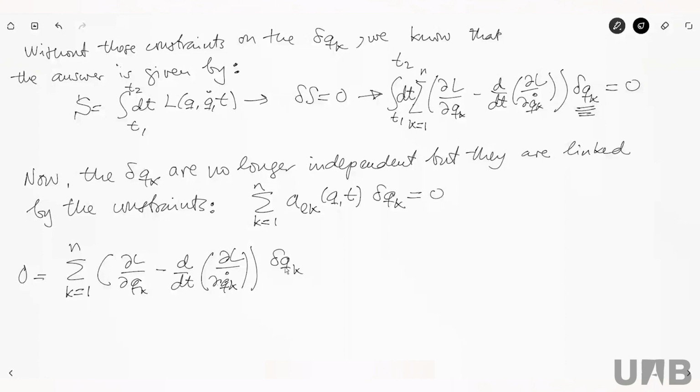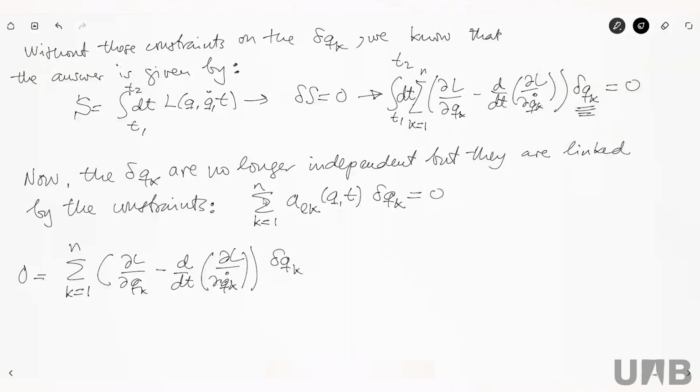If there were no constraints, the delta q_k's would be independent, and therefore each and every one of these terms would have to give you 0. And then we would have n equations for each and every one of the q_k's. But now the delta q_k's are no longer independent. They are fixed by these conditions. How do we go about solving this thing? What can we do? We have this, but we also have to satisfy that. What can we do about this?